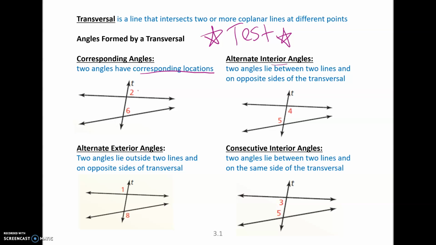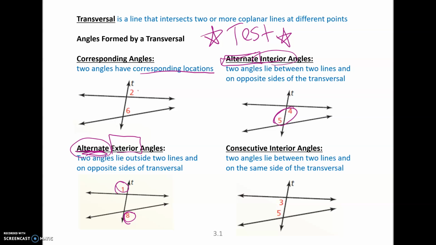Then we have alternate interior angles. That means they're on the inside of my 2 lines, but on opposite sides of my transversal. Notice they're on the opposite sides of that line T. Then I have my alternate exterior angles. They're on the outside of my 2 lines, but still on the opposite sides of that transversal T. So alternate, I'm talking about opposite. Interior inside, exterior outside.